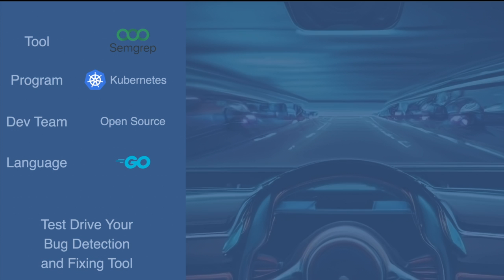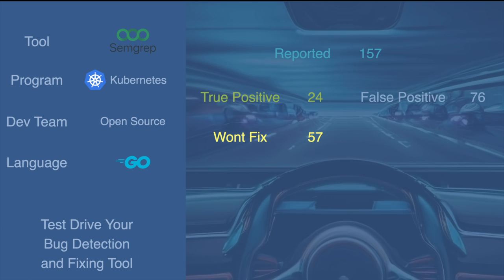So, what did we get? Semgrep reported 157 issues. Among them, we categorized 24 of them as true positives. These were all medium severity issues and were related to cryptographic operations. We're not 100% sure whether these are all actual bugs, but at least they deserve some attention from the maintainers, who have the domain knowledge and can arbitrate whether these are true positives or not. There were 57 WONTFIX issues and 76 false positives.